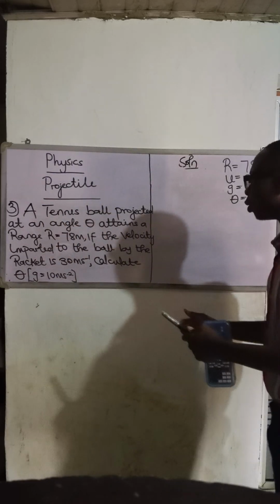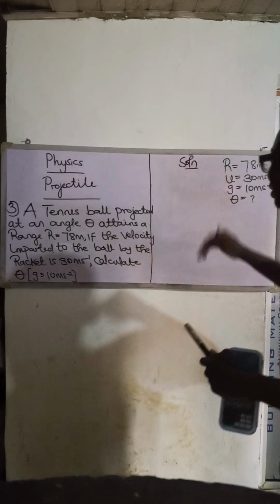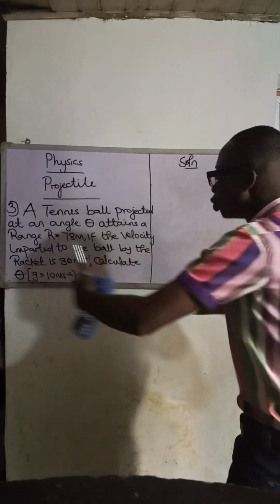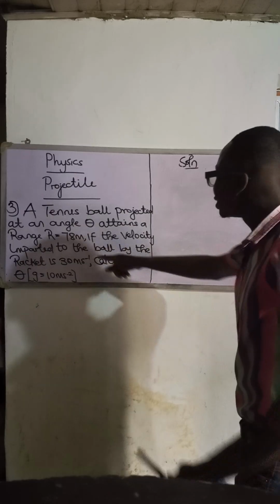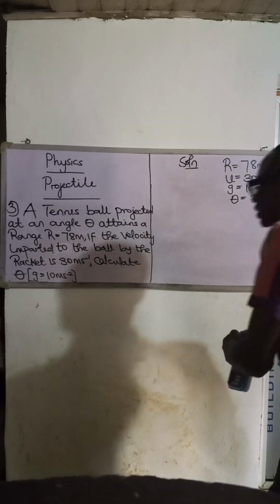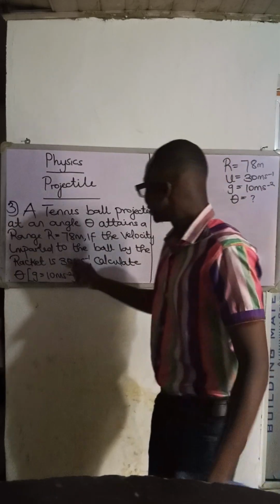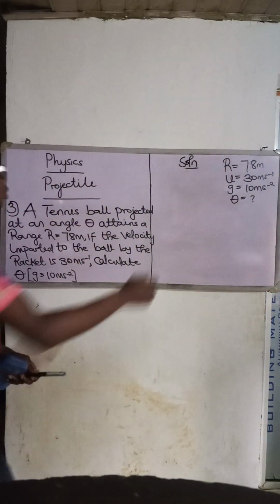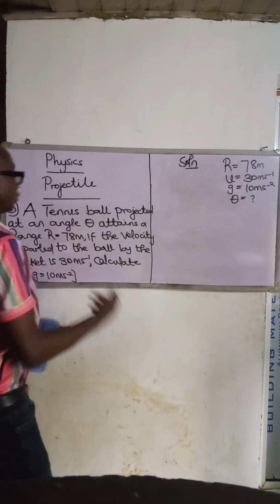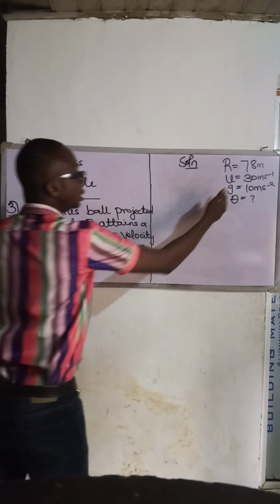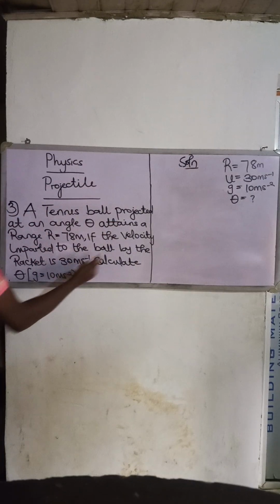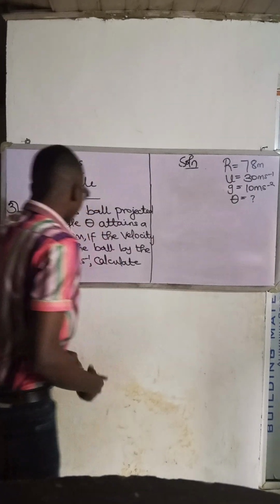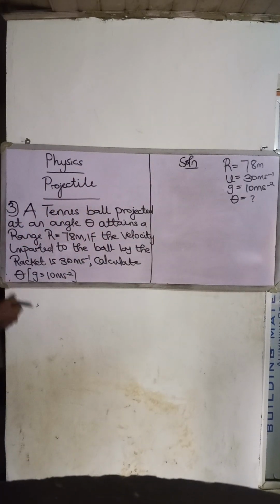They say a tennis ball was projected at an angle and it attains a range, which is the highest horizontal distance. And they say if the velocity imparted to the ball by the racket is 30 meters per second, then calculate for theta. Now, they gave us range to be 78 meters. They gave us the velocity u to be 30 meters per second. They gave us g to be 10 meters per second squared. And they said calculate for theta.